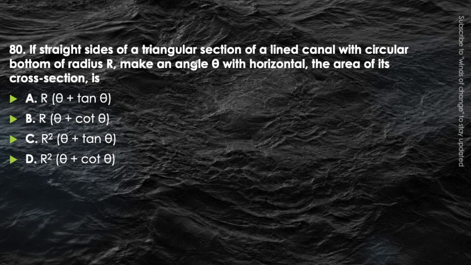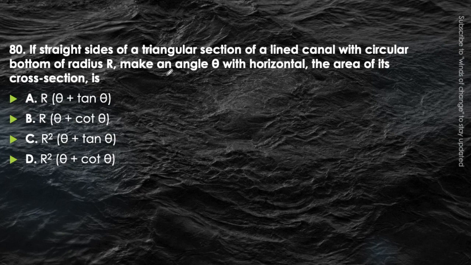If the straight side of the triangular section of a lined canal with circular bottom of radius R makes an angle theta with the horizontal, the area of this cross section is... This is totally a geometrical question. The options are R theta plus tan theta, R theta plus cot theta, R square theta plus tan theta, or R square theta plus cot theta. Think about it. You can solve it on your own also.